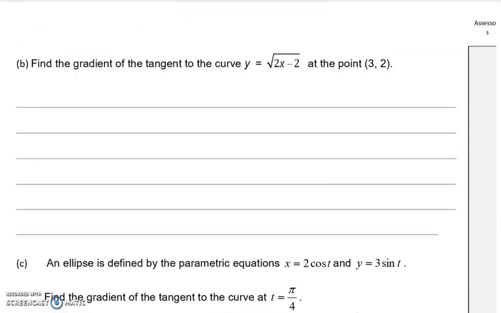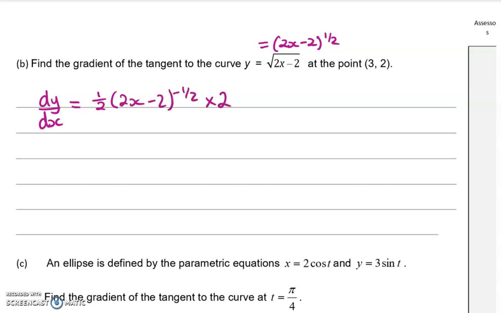Okay, part B, find the gradient of the tangent to the curve at this point. So we need the gradient function first. So y is equal to 2x minus 2 to the power of a half. So dy by dx is half 2x minus 2 to the minus a half multiplied by 2 using the chain rule. So if we tidy that up, the 2 and the half cancel. So we just end up with this bit here.